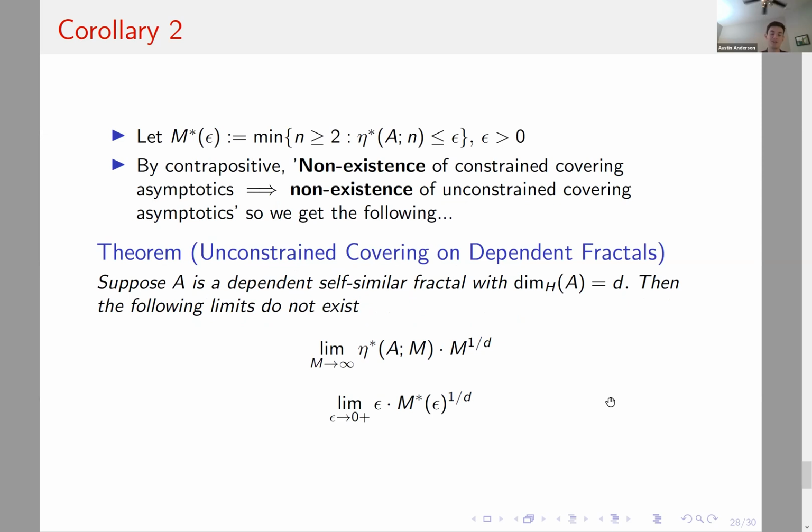Now, the final result that I want to state, which is in fact a second corollary of Alex's proof from earlier, goes as follows. If we let M star of epsilon be almost the same as M of epsilon, but for unconstrained covering, then by taking the contrapositive of his result, we immediately get the following theorem. If A is a dependent self-similar fractal with Hausdorff dimension D, then each of the following limits does not exist: the limit as M goes to infinity of the unconstrained best covering radius of M points on A times M to the 1 over D, and the limit as epsilon goes to 0 from above of epsilon times M star of epsilon raised to the 1 over D. I believe the lim sups of these two quantities would agree, but ultimately they're separated.